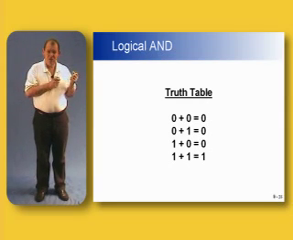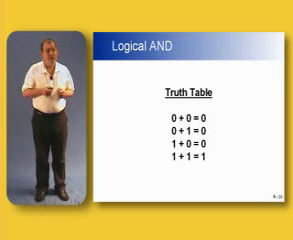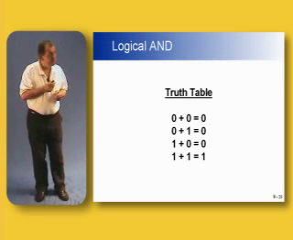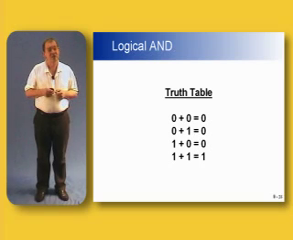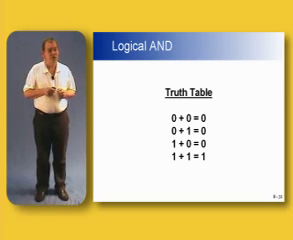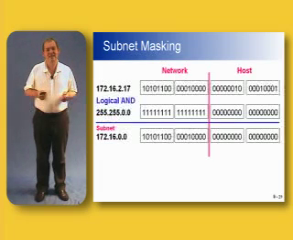If we AND 2 zeros together, the result is a 0. If we AND a 0 and a 1 together, the result is still 0. If we AND a 1 and a 0 together, the result is still 0. The only time we get a 1 as a result is when we AND 2 1s together. And that's what the computer's doing between the IP address that we've configured on it and the subnet mask.